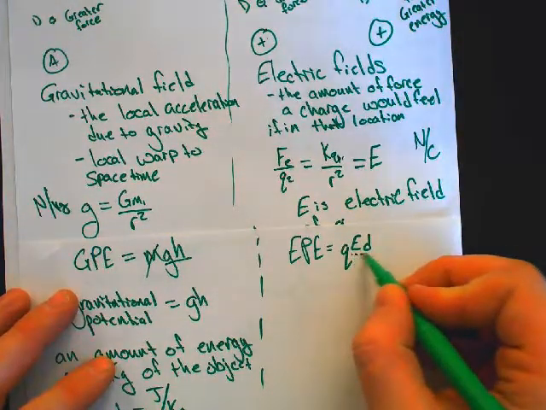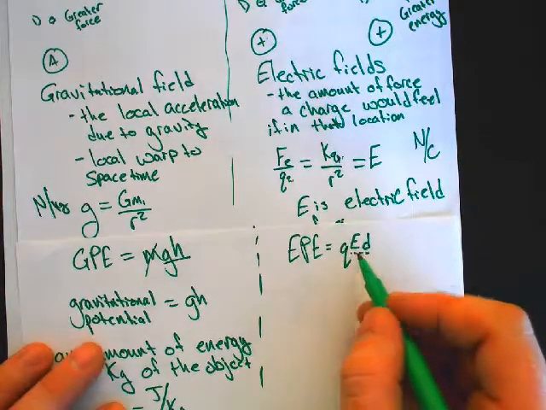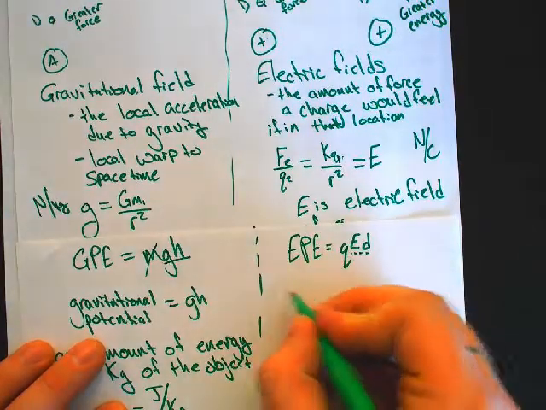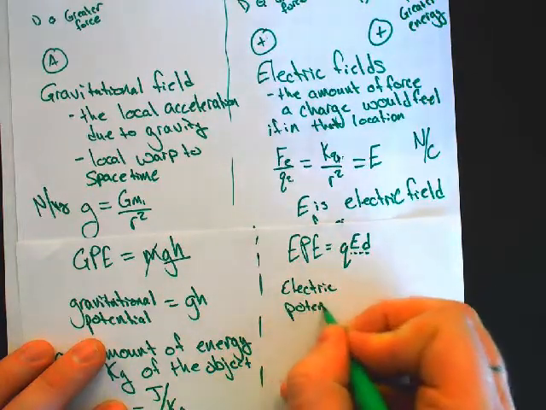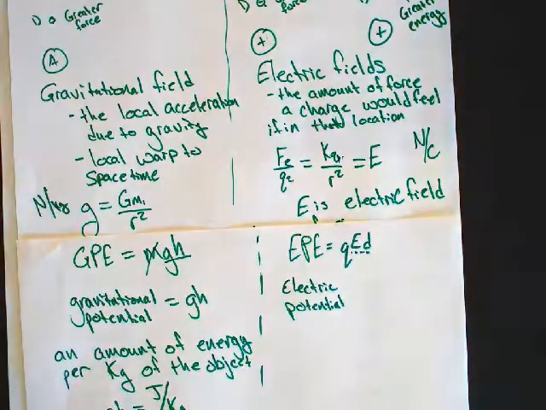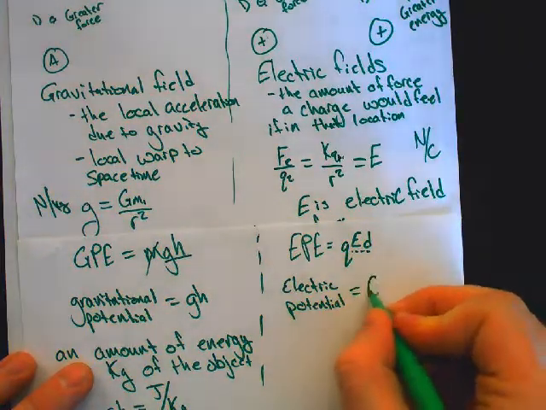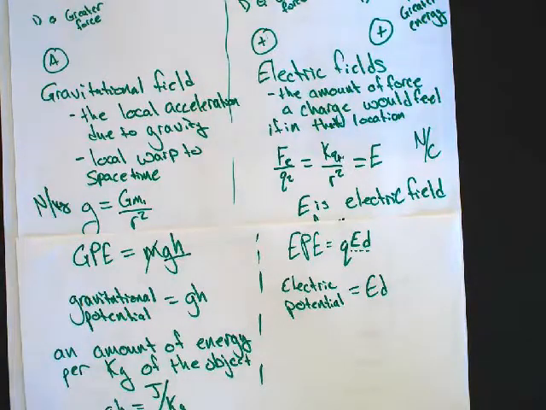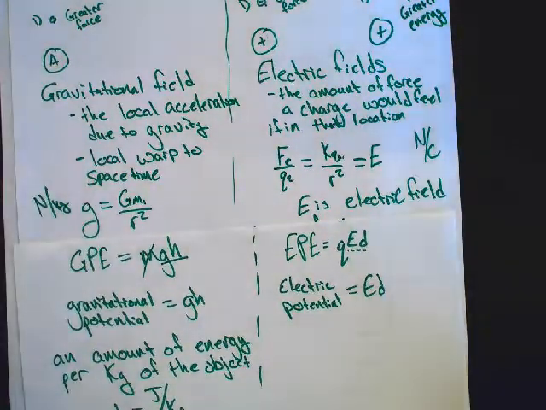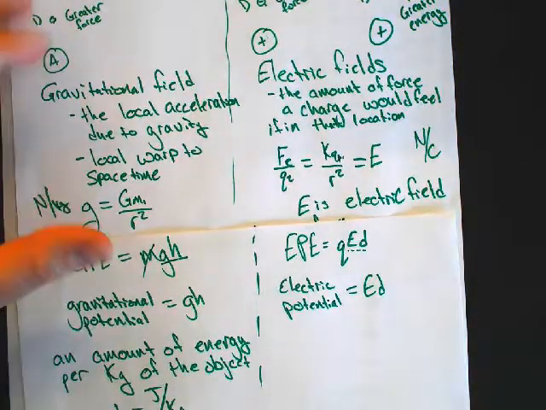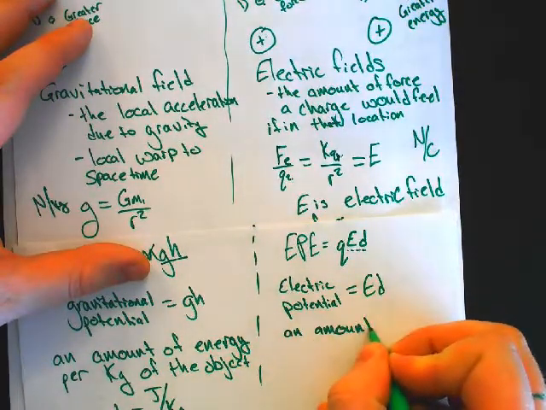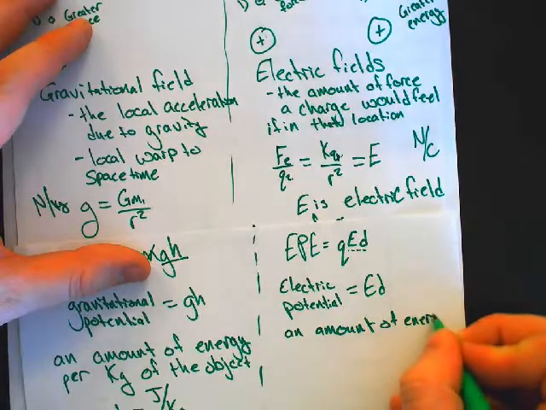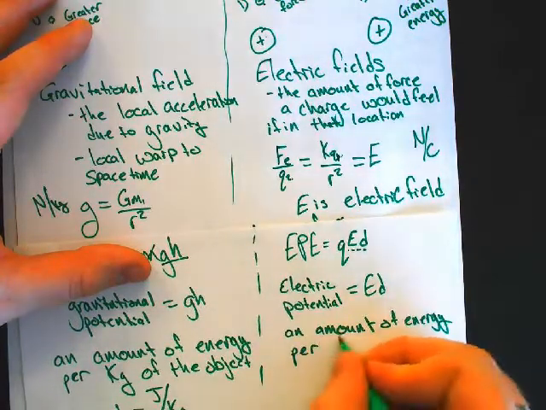For most of what we're going to be talking about in this class, we're actually going to just be talking about Ed, where electric potential is equal to Ed. And electric potential, therefore, is an amount of energy per coulomb of charge that a charge has.